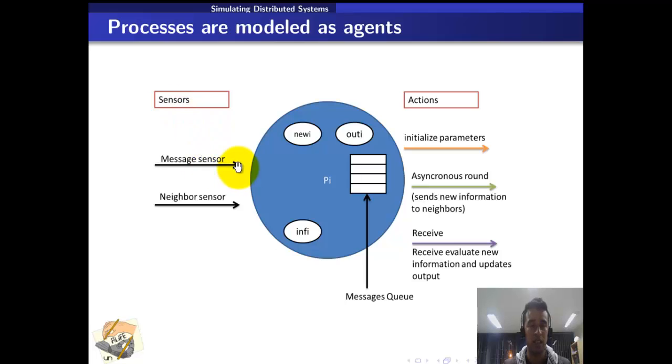Each process has a sensor for messages and neighbors, and four internal variables: one for the new information, the output, the information that is shared in each round, and the message queue. And as actions, I have to initialize parameters, send the information to neighbors, which is the asynchronous round, and receive, evaluate the new output, and update the output. As a difference with the Reynolds framework, I'm executing the asynchronous round and receive in parallel. If a message is received, the new message is registered by the sensor, and the receive action is started. Otherwise, an asynchronous round is started, and in round 0, the initialization is performed.